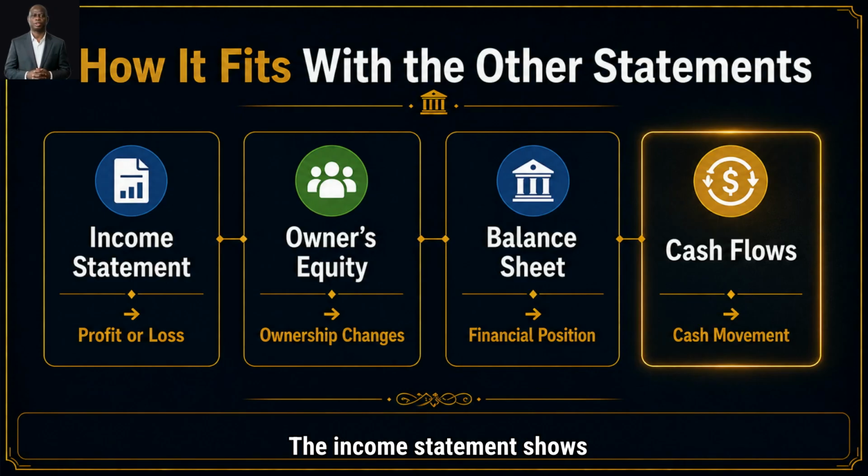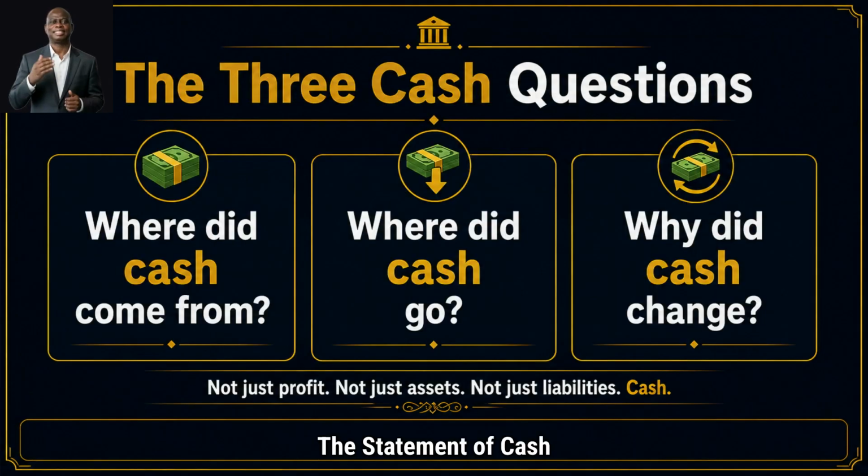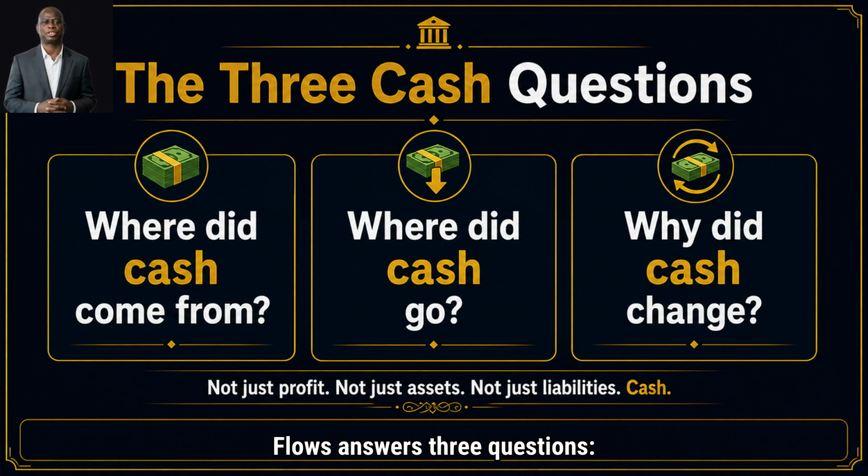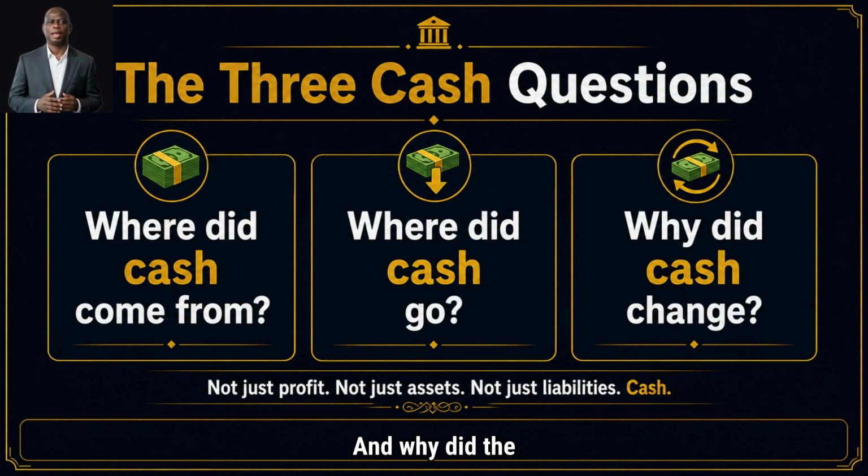The income statement shows whether the business made a profit or a loss. The statement of owner's equity shows how the owner's claim changed. The balance sheet shows what the business owns, what it owes, and what belongs to the owner at a specific date. But the statement of cash flows answers a different question. The statement of cash flows answers three questions. Where did the cash come from? Where did the cash go? And why did the cash balance change? Not just profit, not just assets, not just liabilities, cash.